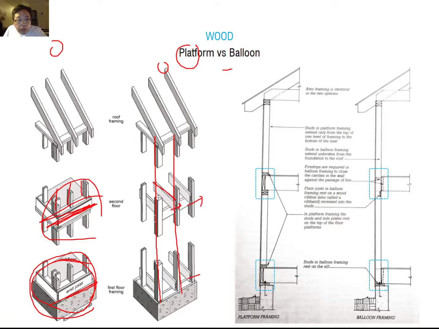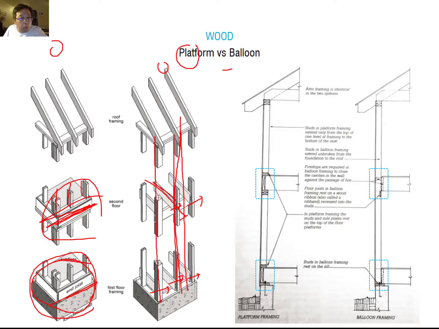Okay, so you can still have the vertical continuous stud, and you have the horizontal connection to this vertical stud. So you need to understand what the difference is between the platform and the balloon framing. Platform first: it is built floor to floor. So it means the frame is made floor by floor.